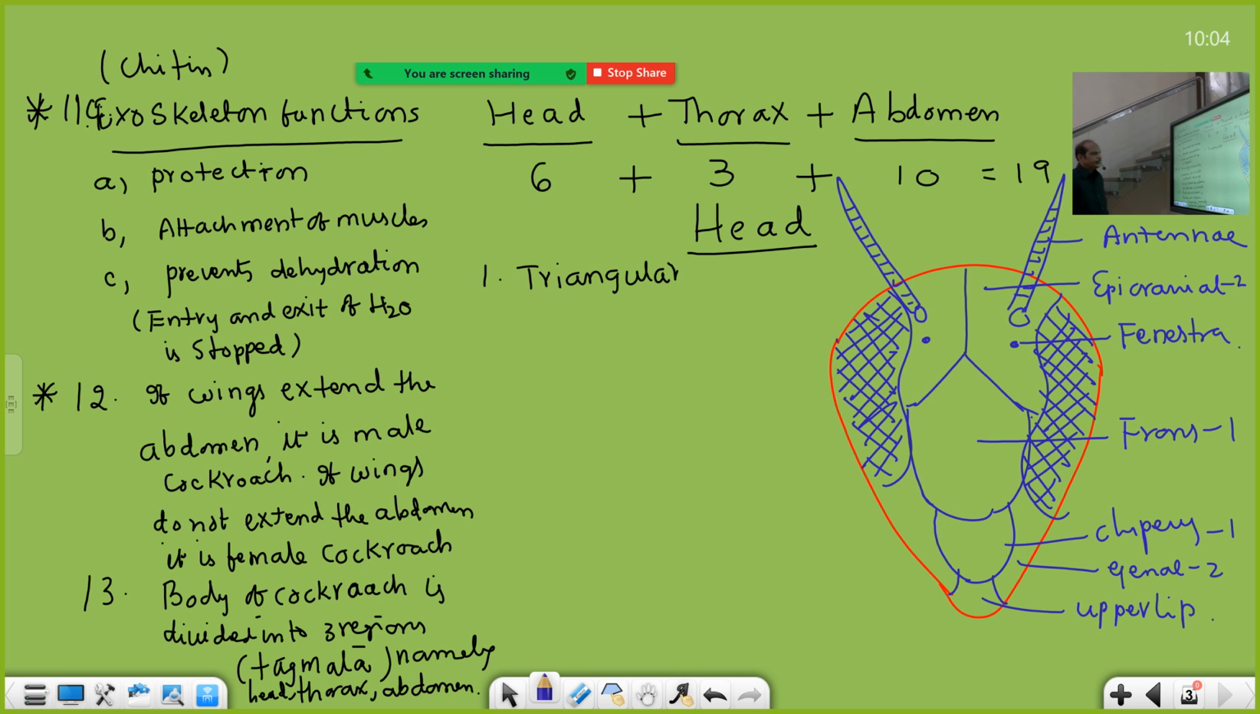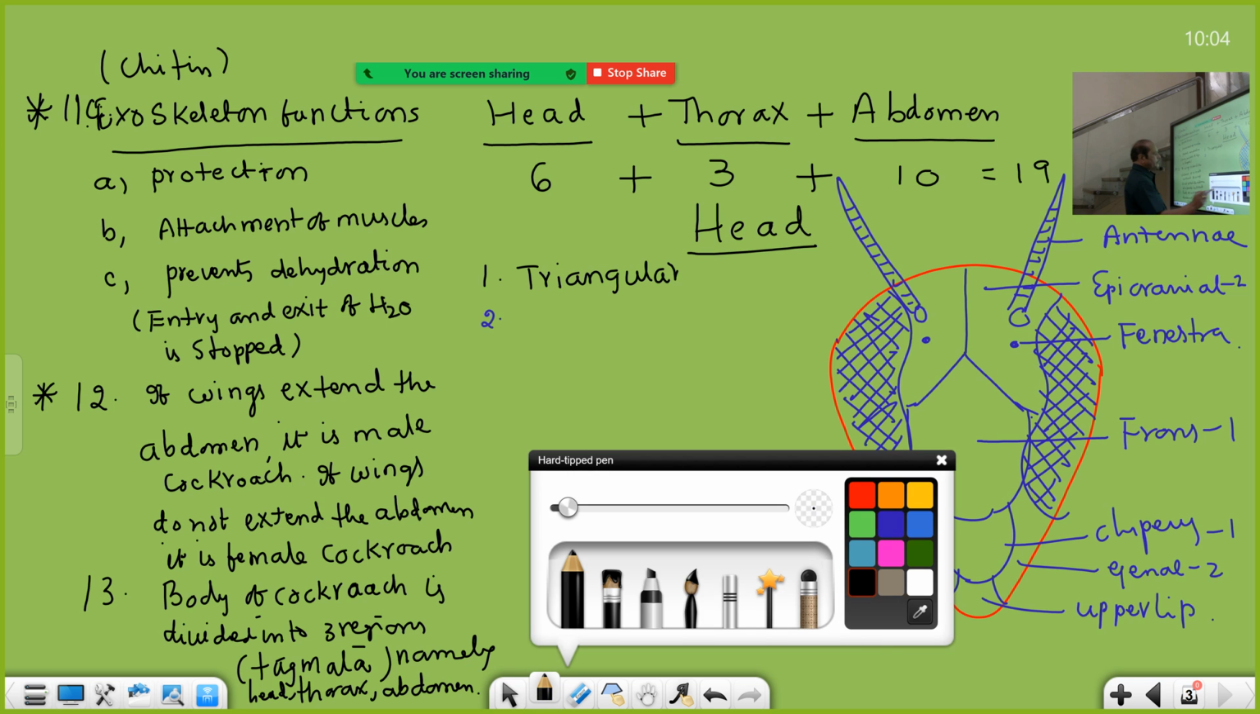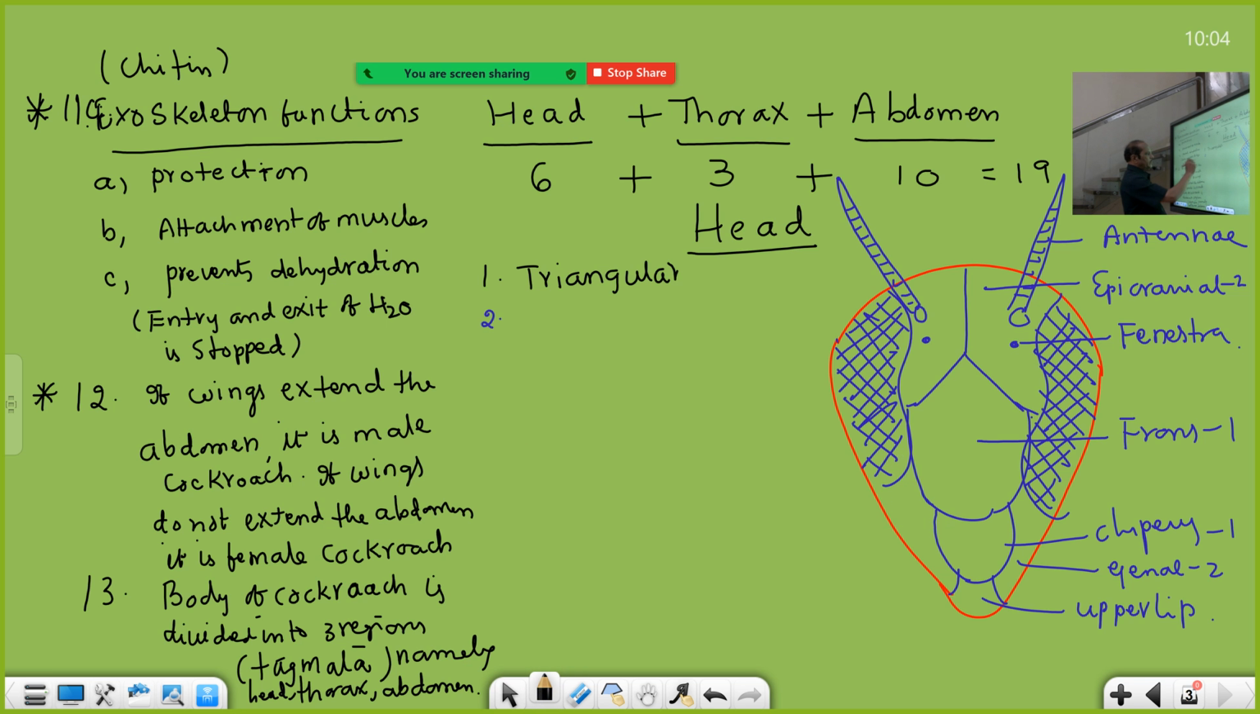It is triangular, and lower lip is labium, upper lip labrum. Okay, sir. Upper lip is labrum, lower lip is labium, jaws, mandibles, like that. I will give you the mouth parts also regarding the head region. So that is the structure of the head.